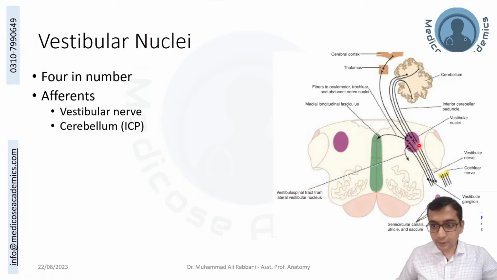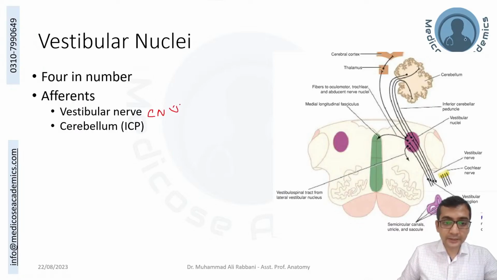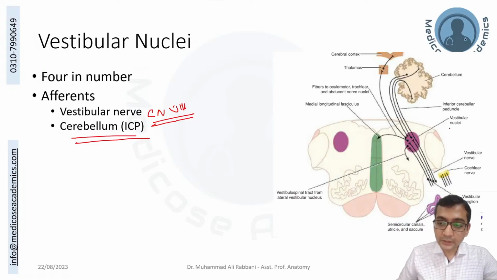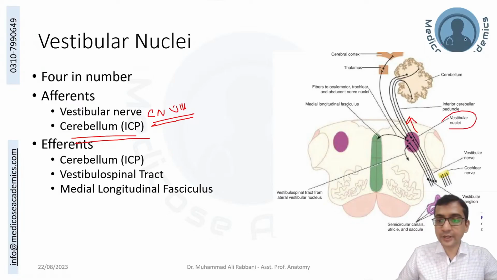The vestibular nuclei, there are four in number, shown as a common nucleus right here, but actually there are four. They are getting input majorly from the vestibular nerves, cranial nerve number 8, and they are getting direct input from the cerebellum also. That you have to remember. These vestibular nuclei give efferents to the cerebellum.